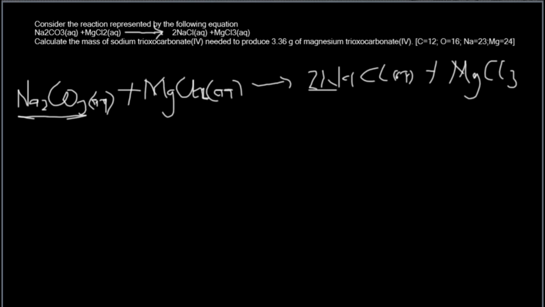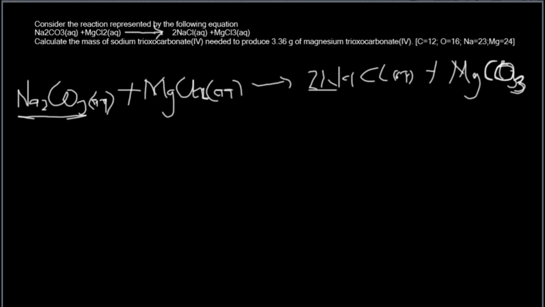Magnesium trioxocarbonate. So the question was mistakes. Here we are supposed to have CO3. Yes, CO3. Mg is 2, magnesium is 2, so CO3. So magnesium trioxocarbonate(IV), here is O3. Good. So this is how it is.